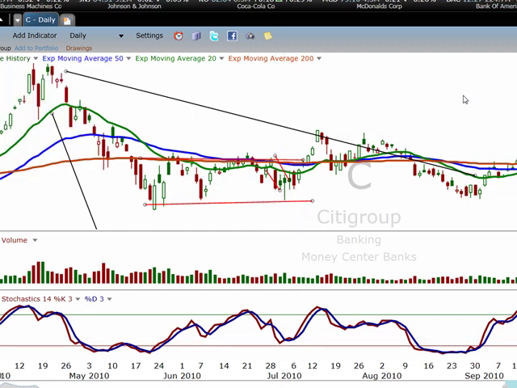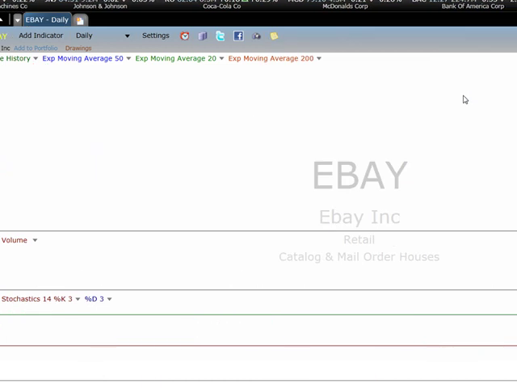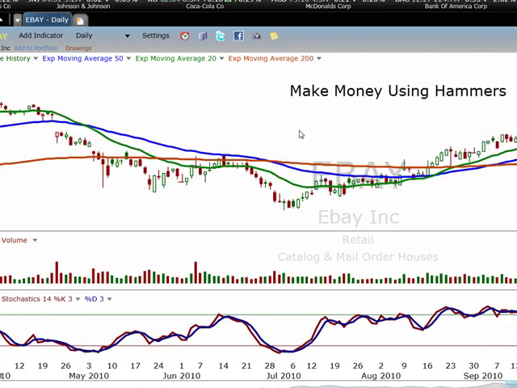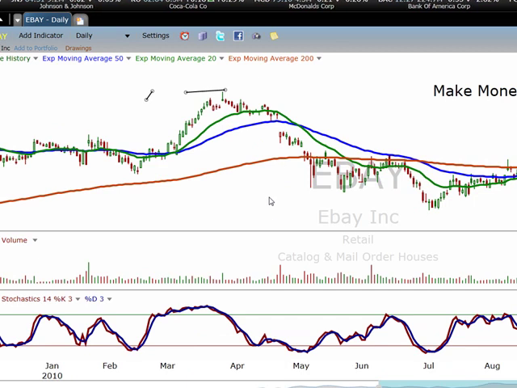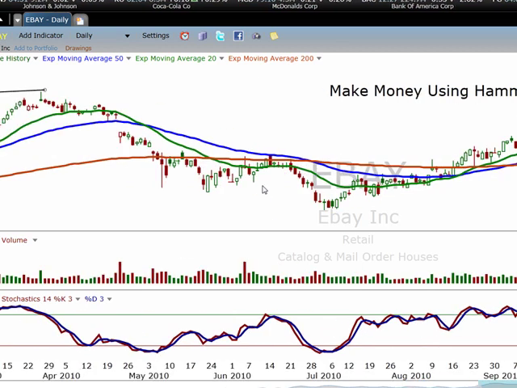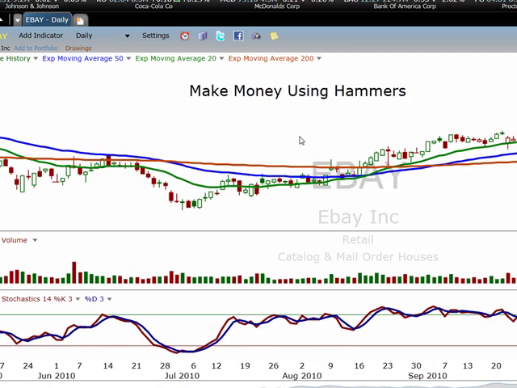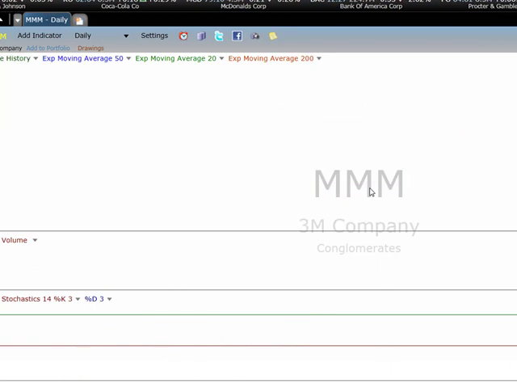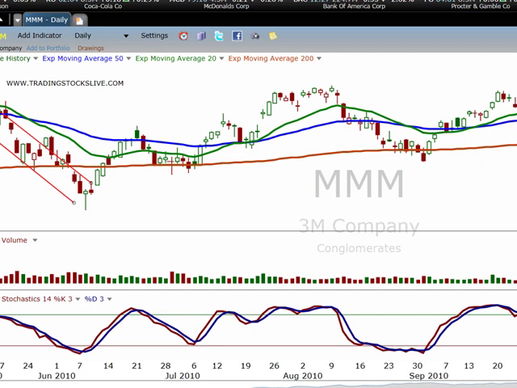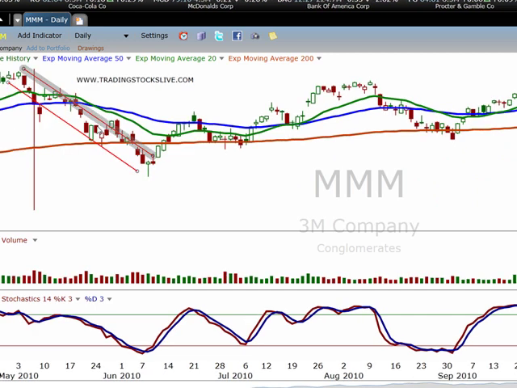But you want to make sure the true definition of a hammer is always going to sit at the bottom of a downtrend. That's one thing you've got to remember. A hammer is always going to sit at the bottom of a downtrend. Let's go back to MMM. Whenever you see a downtrend and you see a hammer come, you see this formation, that tells you that you certainly want to possibly be in this stock.